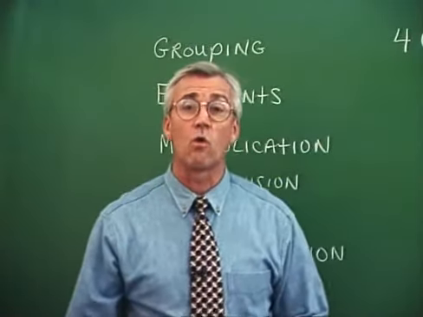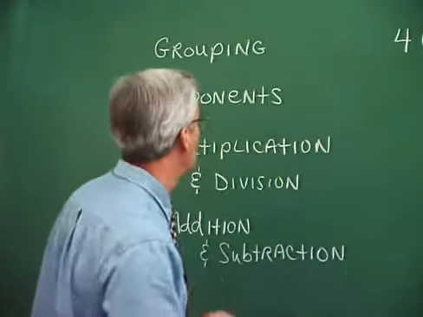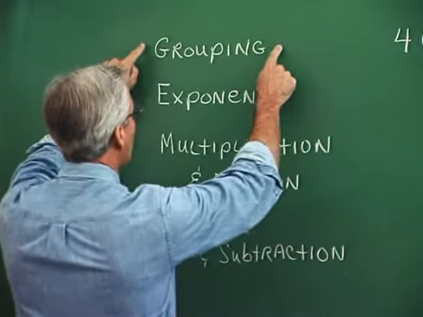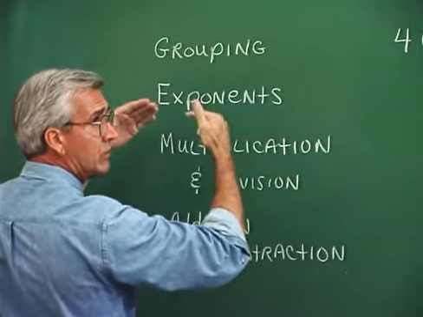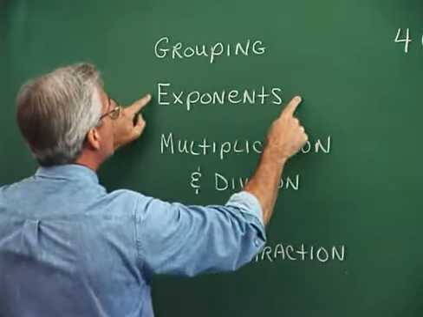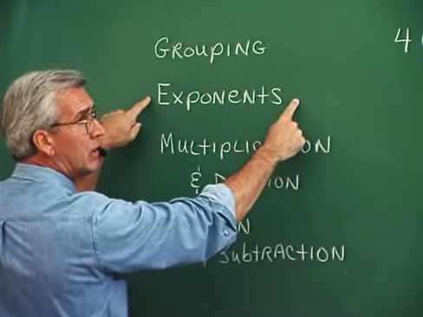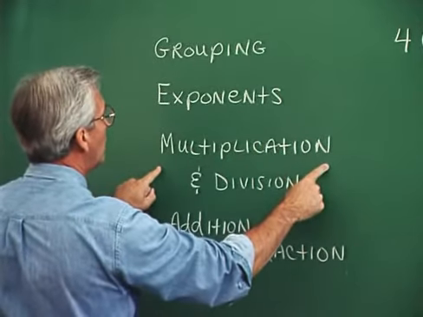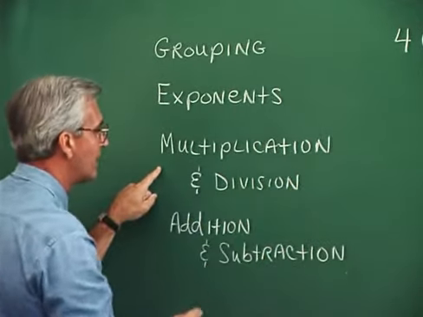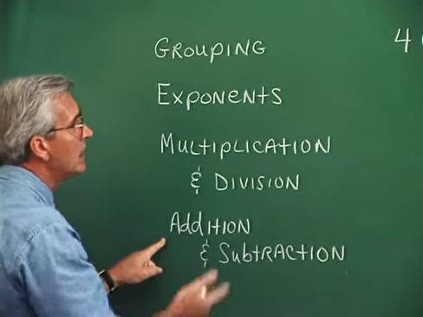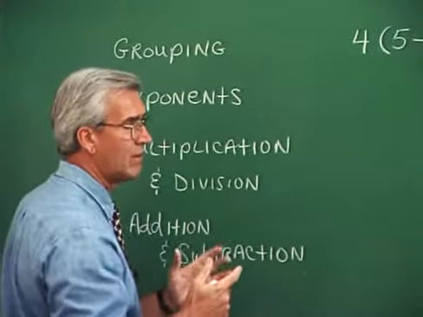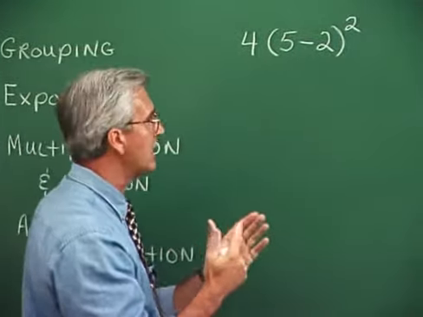Here's an outline of our order of operations agreement. We agree that we're going to work within grouping symbols first. And that's kind of like the parenthesis, meaning do this first, and then we'll take care of any exponents that are in the problem, and then we'll perform multiplications and divisions from left to right, and then addition and subtraction from left to right. Here's an example of a problem involving grouping as well as exponents.